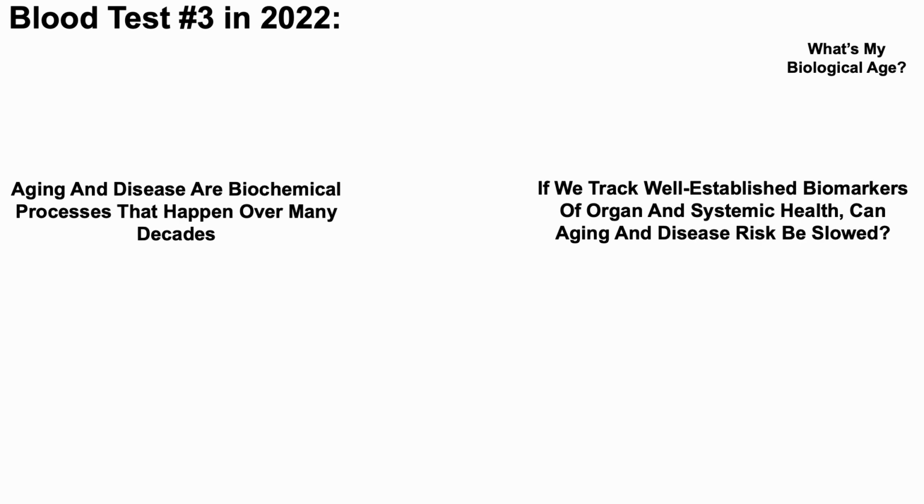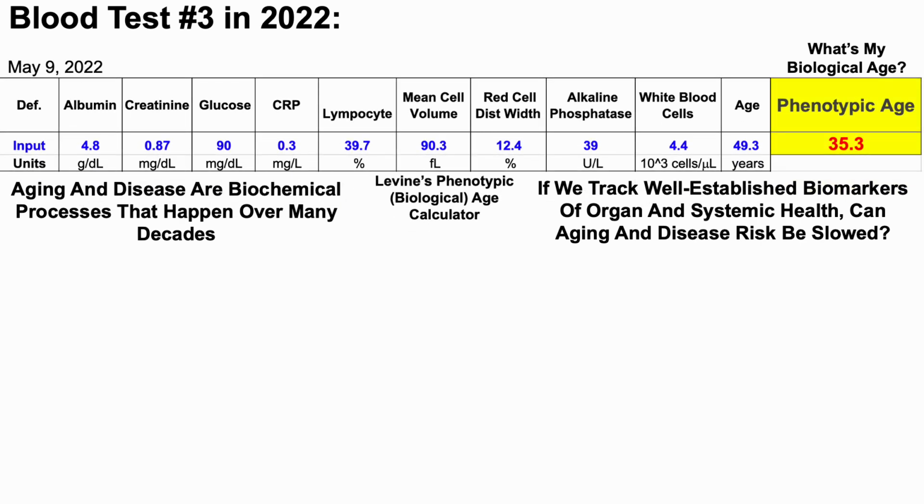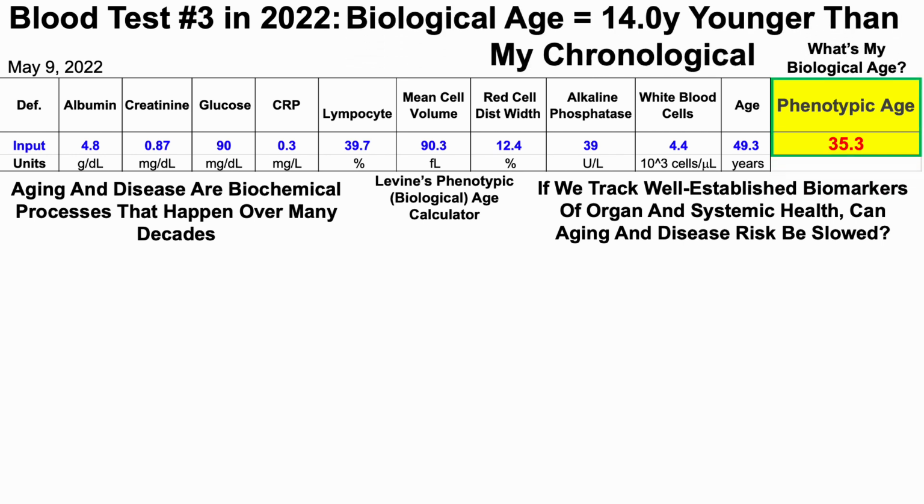So what's my biological age? And we can see that data here. This is using Dr. Morgan Levine's phenotypic age calculator as an index of biological age. What we can see is that my biological age is 35.3, which is 14 years younger than my chronological age of 49.3. Now, note that Quest's high-sensitivity C-reactive protein measurement was less than 0.3 milligrams per liter.